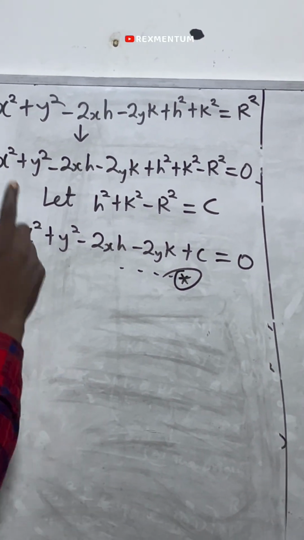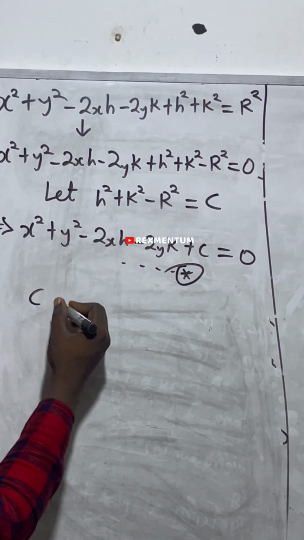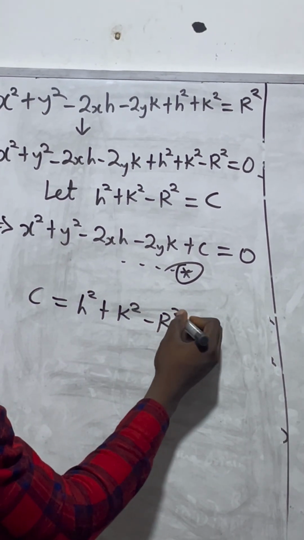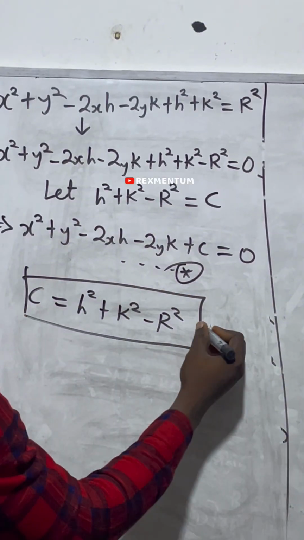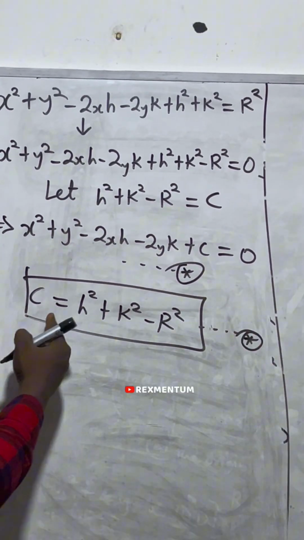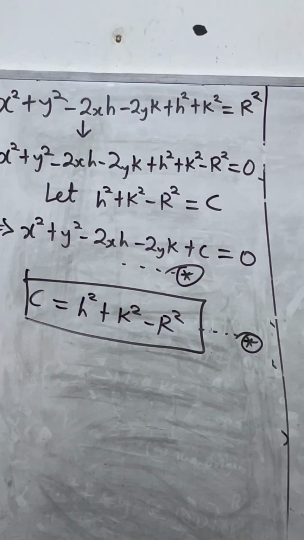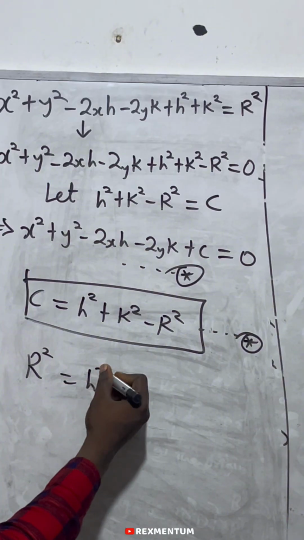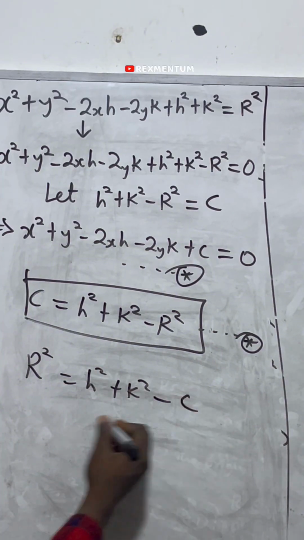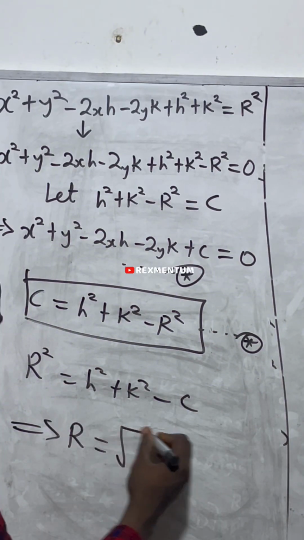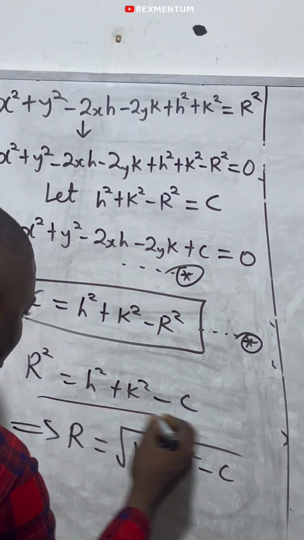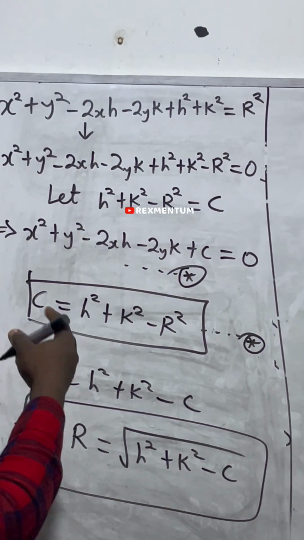But please, before we solve questions, don't forget, whenever you see c, it is h squared plus k squared minus r squared. This is another important formula that you need to take note of. It is the formula for finding the constant c, or finding the radius. If it is to be the radius, our radius squared will be h squared plus k squared minus c, which implies that r is equal to the square root of h squared plus k squared minus c. That is to show you how important that relation is.